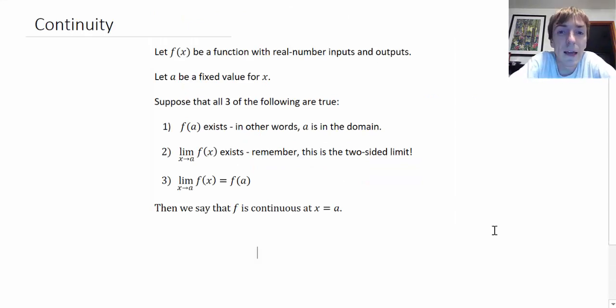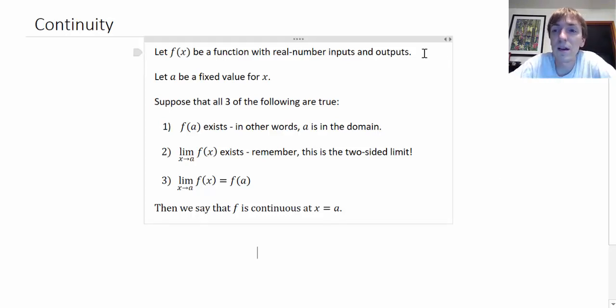So continuity. This is going to be a super important thing to take notes on, and in fact, this is another pretty conceptual video, so I'm going to be expecting those notes to be awesome. Let's start with a function, f of x, and I'm saying this is a function with real number inputs and outputs. You're going to see me say that a lot. Basically, that just means a function that has a graph and not a super abstract function. Now I'm going to fix a value for x and call that fixed value a.